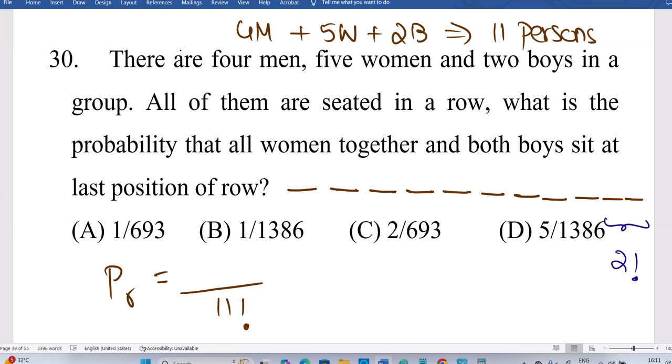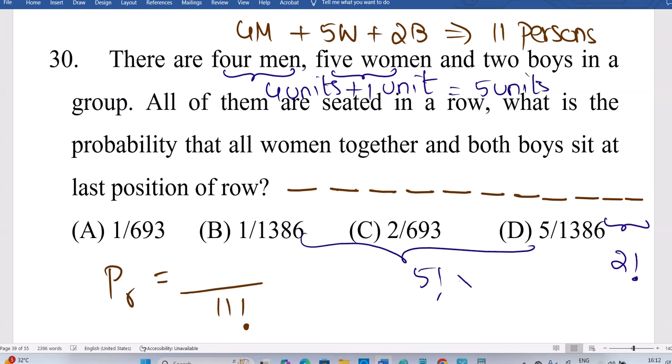9. Now, women are together, means they are like one unit. And here 4 men, 4 units. 4 units plus 1 unit, we got 5 units. We can arrange them in 5 factorial. Into, again women are 5 factorial. Why? Women internally can be arranged in 5 factorial. I have taken all women as 1 unit because they are together, but internally, those P, Q, R, S, T can shuffle among themselves in any way. That's the 5 factorial. So numerator is 5 factorial into 5 factorial into 2 factorial.